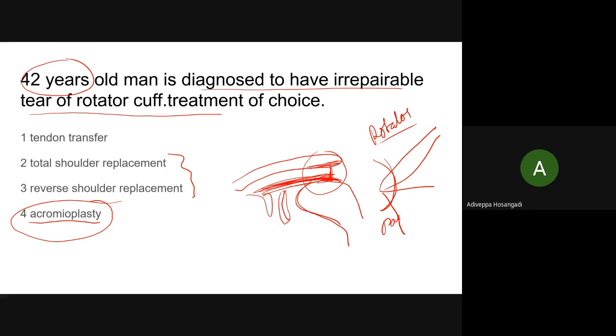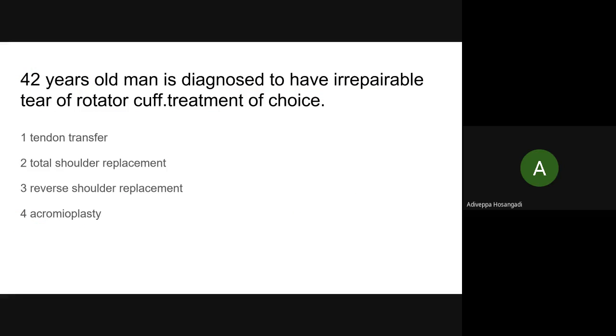So acromioplasty, just as a passing mention, I am trying to tell you that it is essential in the treatment of impingement syndrome or rotator cuff supraspinatus tendinitis, wherein you just shave off this part and make a wider portion. So that is in impingement syndrome.